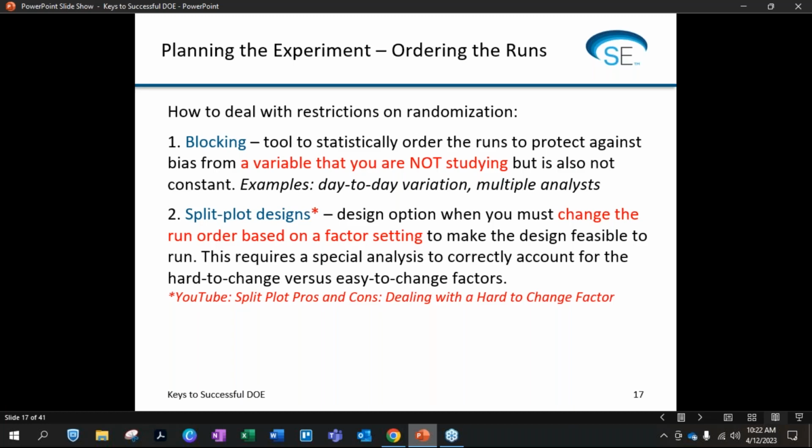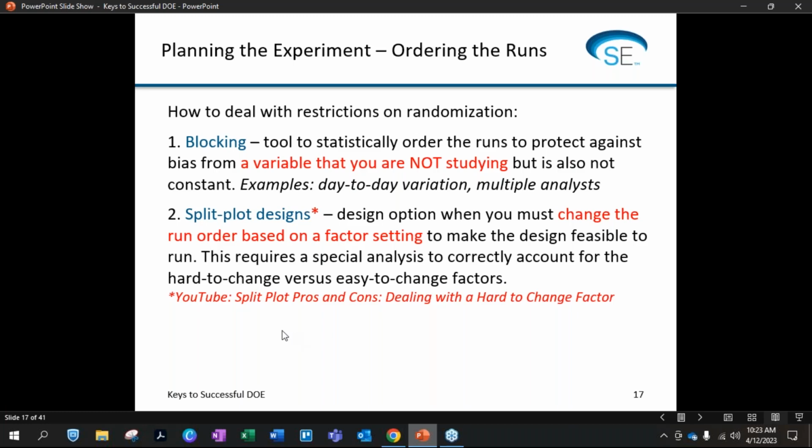And a split plot design sounds very scary, and you say, well, I'm not going to do a split plot design. Well, actually, you are doing a split plot design if you are ordering the runs based on a factor setting. The question is, are you going to do the split plot analysis? And you have to get it into the software as a split plot design in order to do the split plot analysis. It's a special analysis that correctly accounts for the hard to change versus easy to change factors.